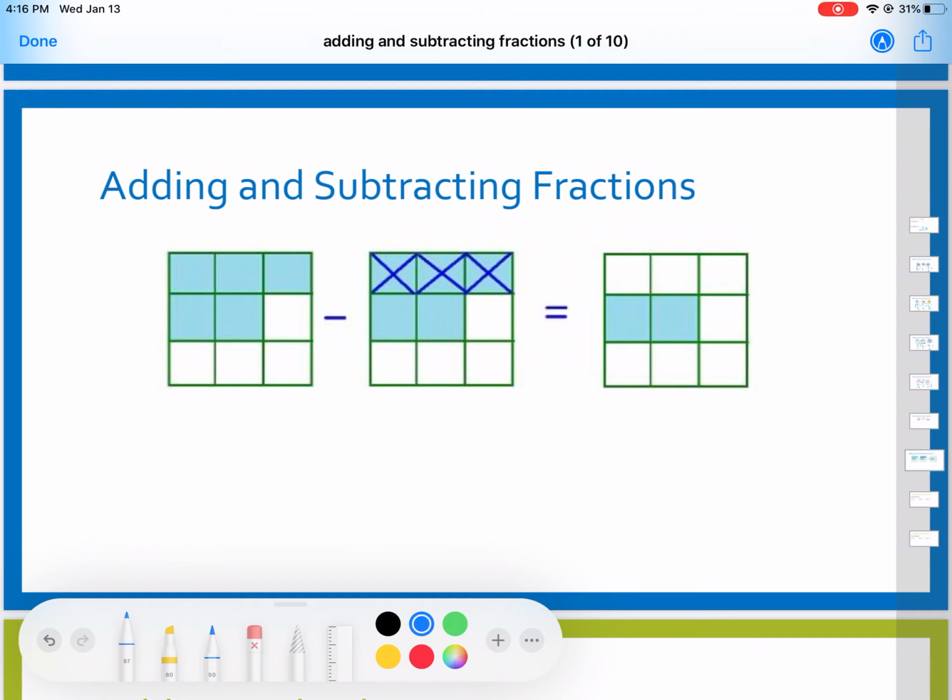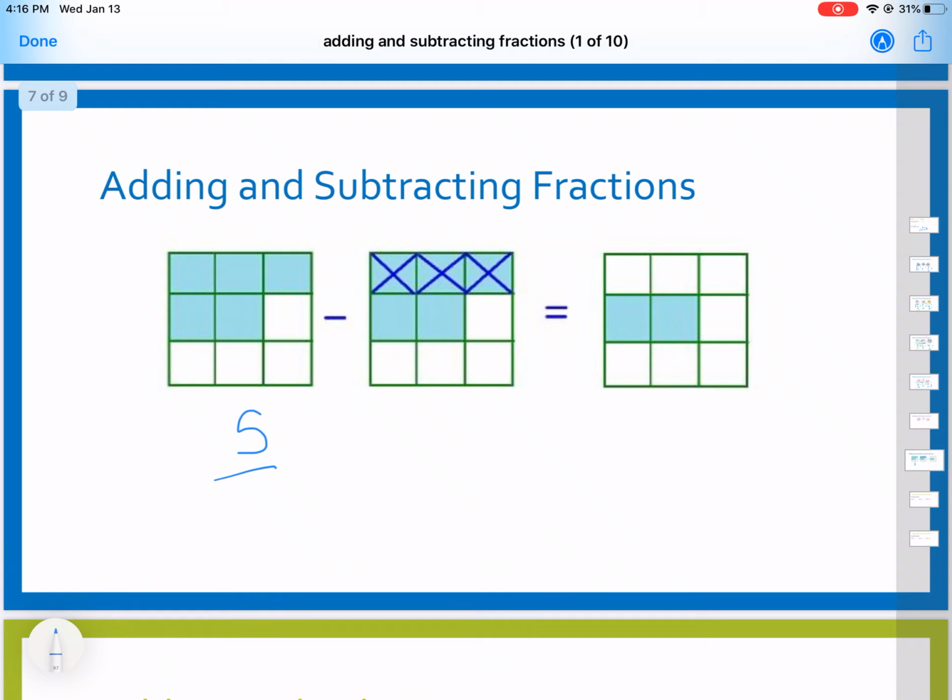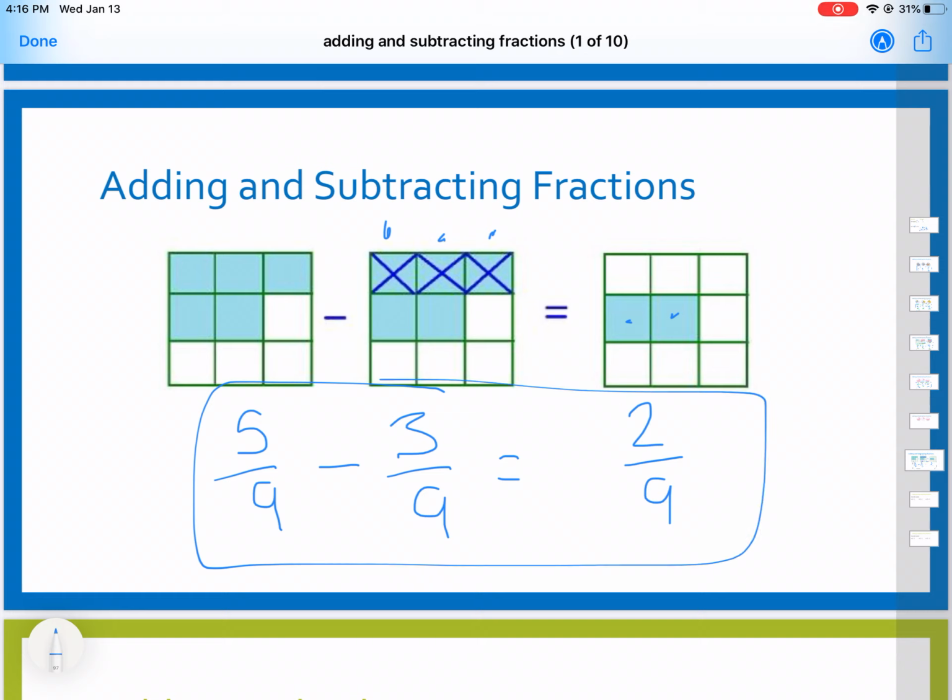We have got 1, 2, 3, 4, 5 9ths. We want to take away these ones that are marked as x's, so take away 3 9ths, and we can see that we're left with 2 9ths. This expression mathematically is correct. The 9s in the denominator stay the same. 5 take away the 3 gives us the 2 as our new numerator.